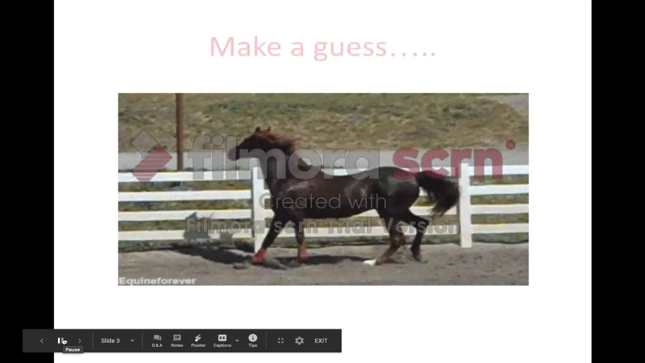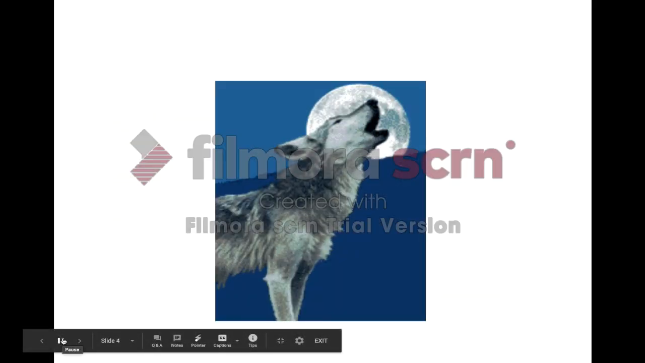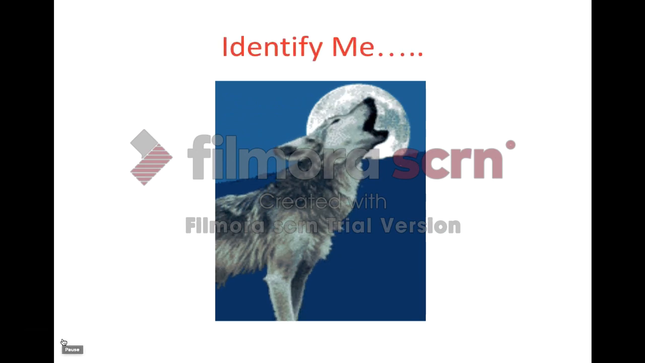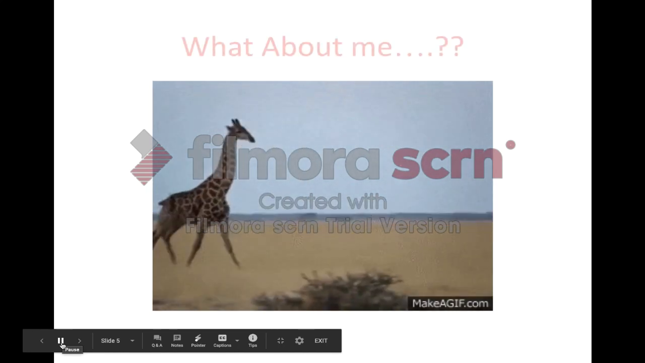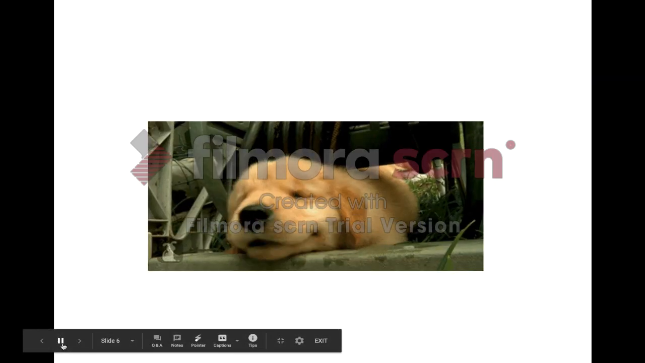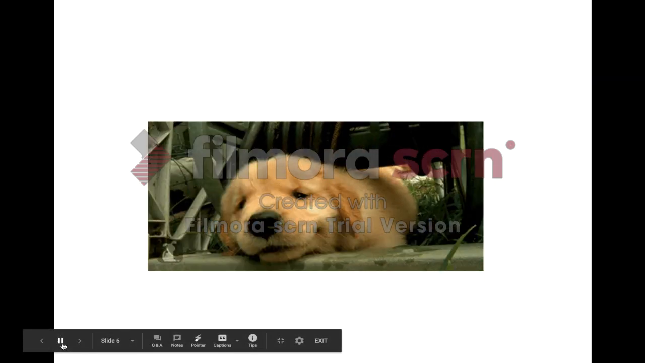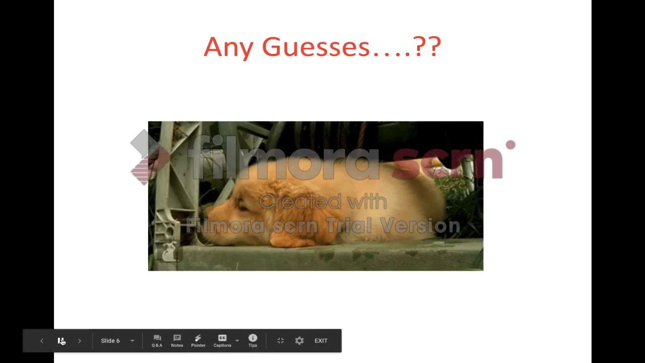And look at this animal running around. Who's this? This is a horse. And what about this one? A wolf. And who's this long-necked animal? It is a giraffe. And who's this cute little animal? Yes, it is a dog.